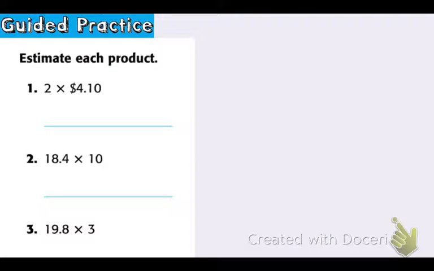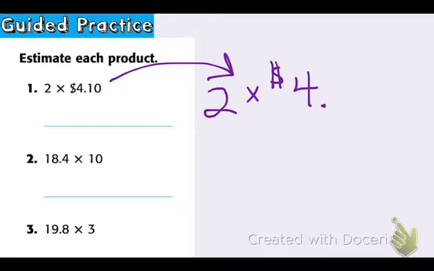All right, guided practice. Estimate each product. They're not looking for the accurate answer, the exact answer. We're looking for an estimated total. I'm going to go ahead and start with step 1, which is round. Well, that's close to $4. So I'm going to buy something that's worth $4, but I want to actually buy 2 of them. Well, I know 4 times 2 is 8. So the answer would be around $8. It's not the total exactly, but it's close.